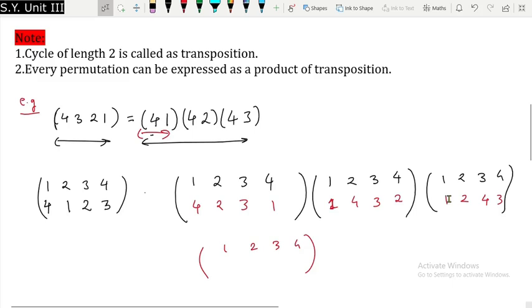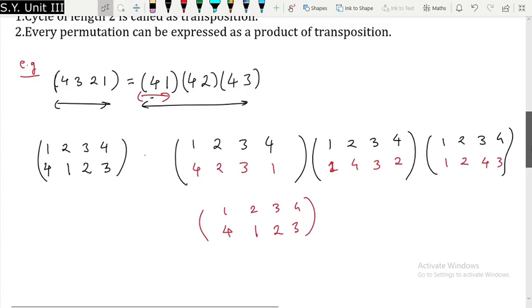So 1 is mapping to 1, 1 is mapping to 1, 1 is mapping to 4, therefore 1 is mapping to 4. 2 is mapping to 2, 2 is mapping to 4, and 4 is mapping to 1, therefore 2 is mapping to 1. Next, 3 is mapping to 4, 4 is mapping to 2, and 2 is mapping to 2, therefore 3 is mapping to 2. And 4 is mapping to 3, 3 is mapping to 3, and 3 is mapping to 3, therefore 4 is mapping to 3. That's right, and that's exactly our left hand side.